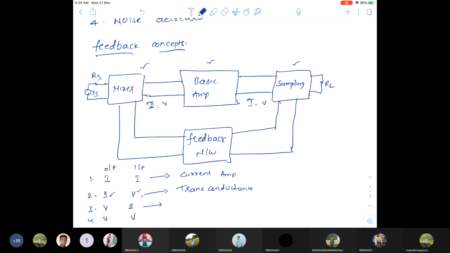For transconductance only, output is current and input is voltage. For this, output is voltage and input is current, so this is a transresistance amplifier, and this is finally a voltage amplifier. So that is based on output signal and input signal. Output is an electrical parameter, input also an electrical parameter. So based on that, we can replace the basic amplifier with either a current amplifier, transconductance amplifier, transresistance amplifier, or voltage amplifier. That depends on the selection.